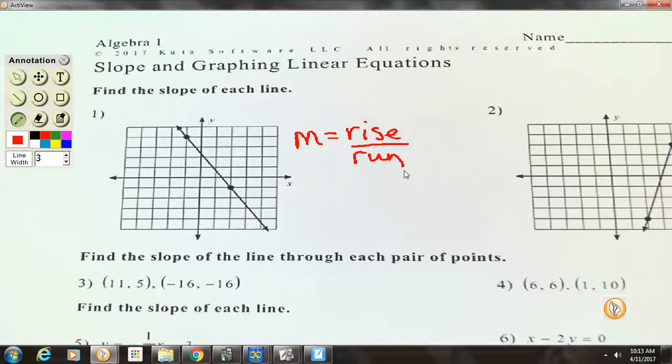So start with one point. If we start here at this point, how many am I going to rise? 5. So my rise was 5. My run, I'm going to go to the left. So how many is that? 3. When I go to the left, it is -3. So what's our fraction going to be? 5 over -3.